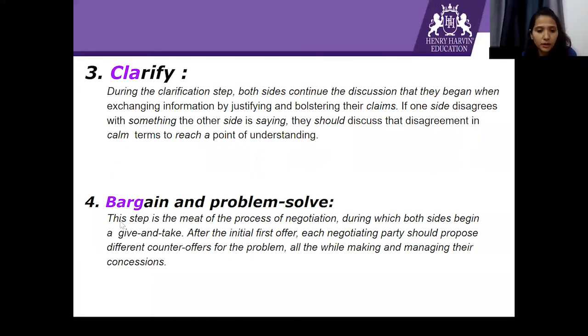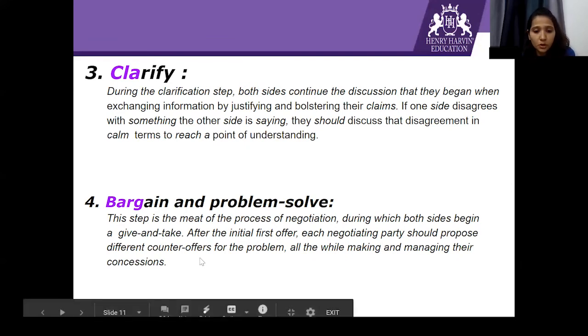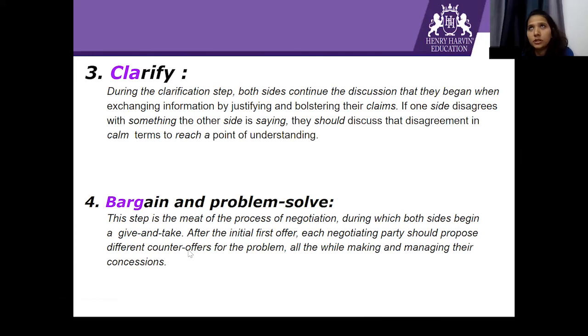Bargain and problem solve. This step is the meat of the process of negotiation, during which both sides begin to give and take. After the initial first offer, each negotiating party should propose different counter offers for the problem, all the while managing their concessions. Okay, so now these counter offers, do you think it happens during the negotiation, or do you think you have to come up with these counter offers before beginning the negotiation process?